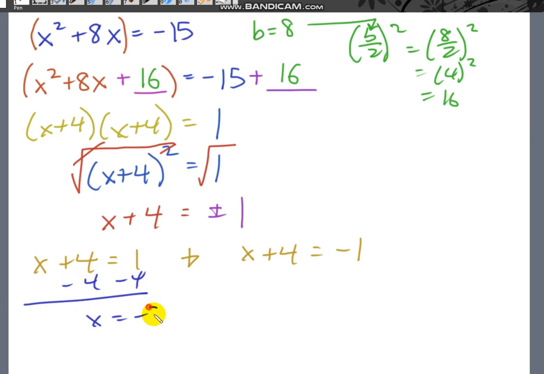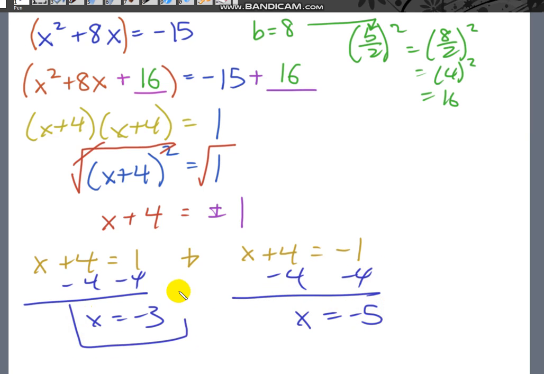Solve for x twice, we get x equals negative 3 here, and then this one we get x equals negative 5. So these, if you're wondering, are the two possible x's that are going to solve that expression. So x equals negative 3 and x equals negative 5. Okay, now that I've shown you how you can do this by completing the square, I'm going to show you a different way that you can do this.